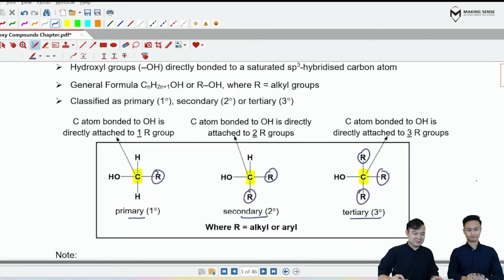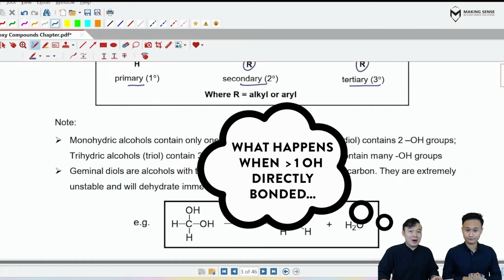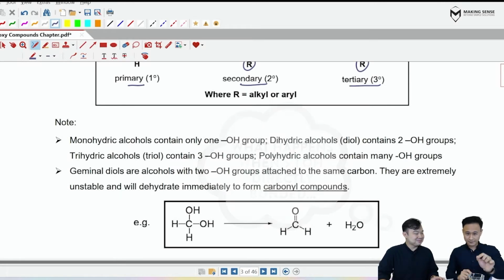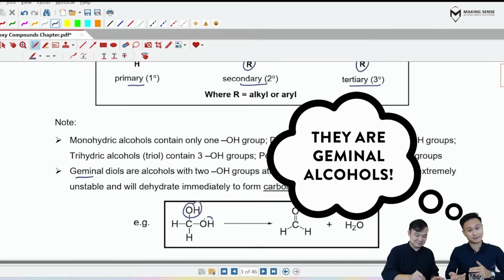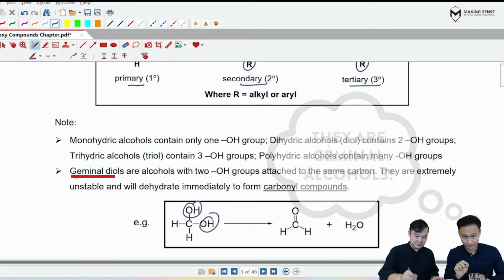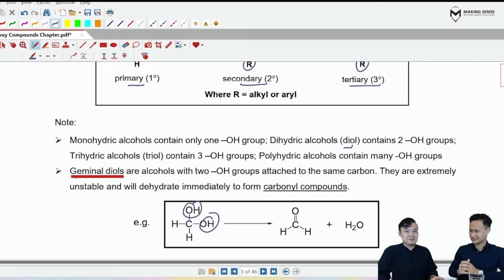That's right. So what happens if there's more than one OH directly bonded to the carbon, Mr. Tim? This is a little bit different. So this is where we call it geminal alcohol. Now, if there are two OH groups bonded to the same carbon, we call it a geminal diol. Now, Mr. Long, are geminal alcohols stable? I do not think so. No, they are not, right?